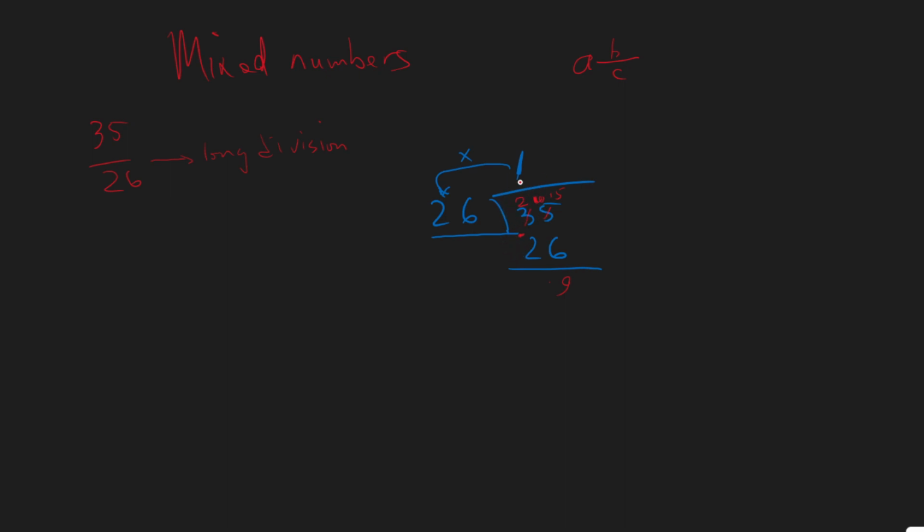Now, here we get the remainder. The 35 is the dividend. The 26 is the divisor. The 1 you got here, that's the answer, the quotient. And the 9 you have over here is the remainder.